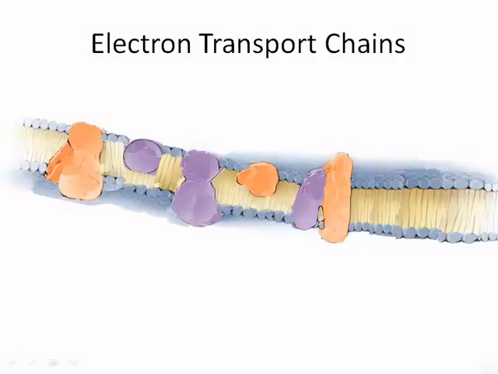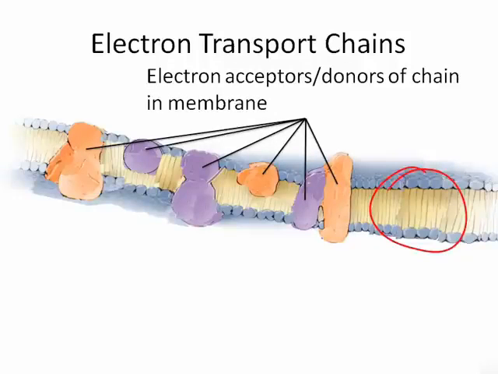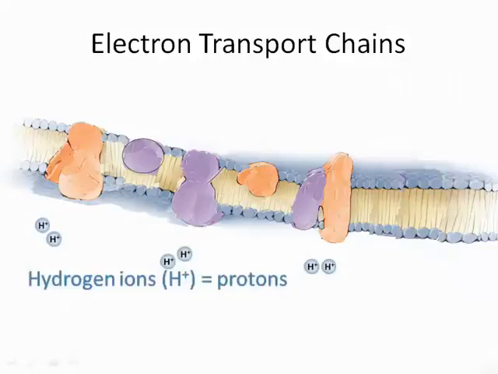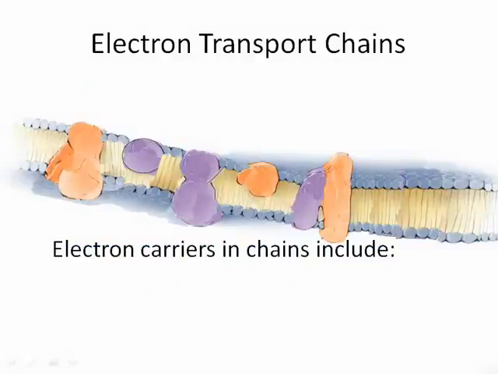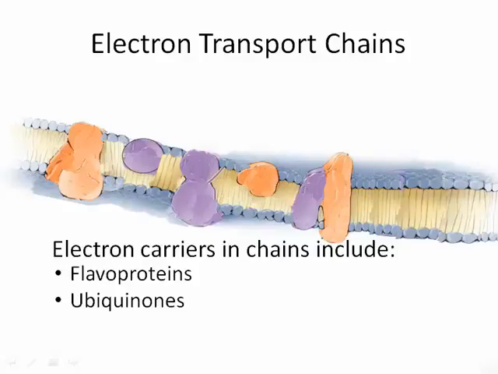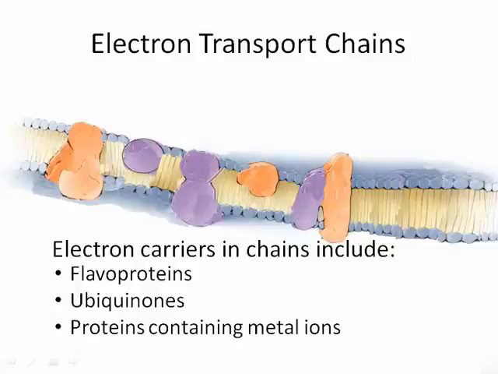In cells, electron transport chains are more complicated because a membrane holds the acceptor-donor molecules near one another, and the energy of the electrons is used to pump hydrogen ions, which are protons, across the membrane. Prokaryotes pump protons out of the cell. Many different electron acceptors and donors are used in electron transport chains, such as flavoproteins, coenzymes called ubiquinones, and proteins that contain metal ions, such as cytochromes.